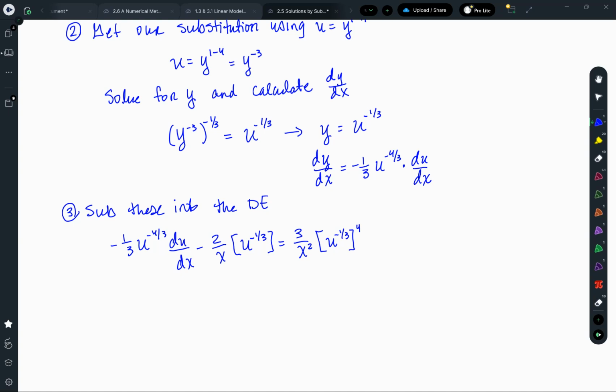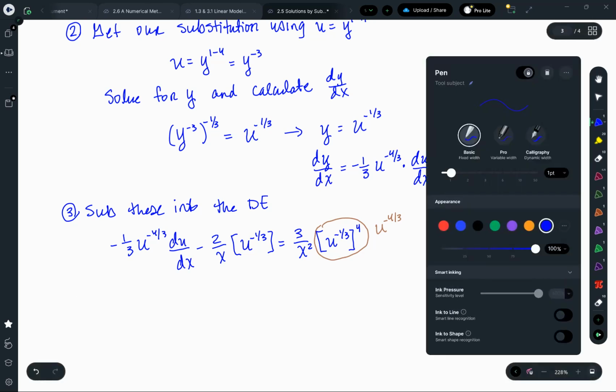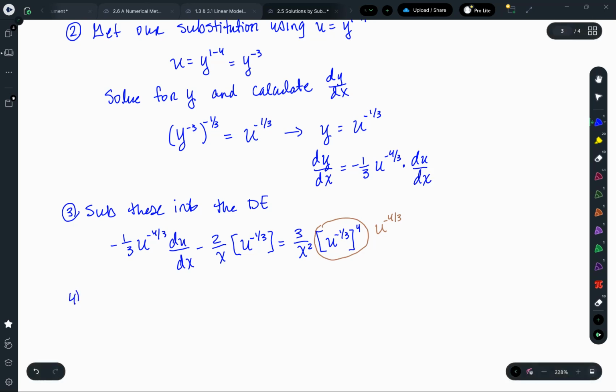All right, let's simplify that just a little bit. There's not a whole lot I can simplify, but looking at that u to the negative 1/3 raised to the 4th power, this right here really is just u to the negative 4/3. Power to a power, you multiply. Okay. Now, I want my du/dx by itself. I need to get into standard form again. Okay. So that's my next step.